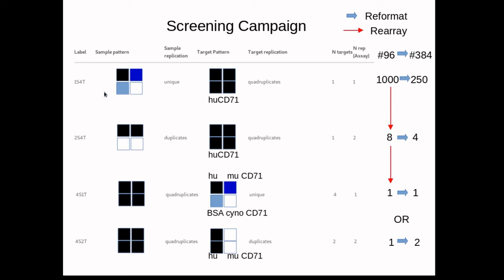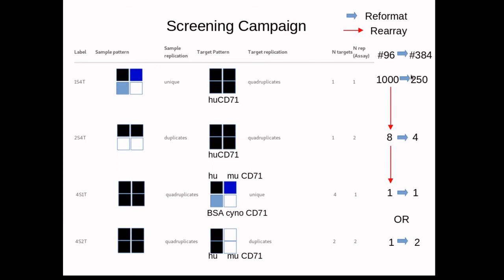The first step of our screen is the high throughput screen. We have a large number of plates, 1,000 96 well plates, that will be reformatted into 250 384 well plates, 4 plates, 496 well plates per 384 well plate. We will be screening antibodies on the antigen human CD71, the transferrin receptor, looking for transferrin receptor specific antibodies.